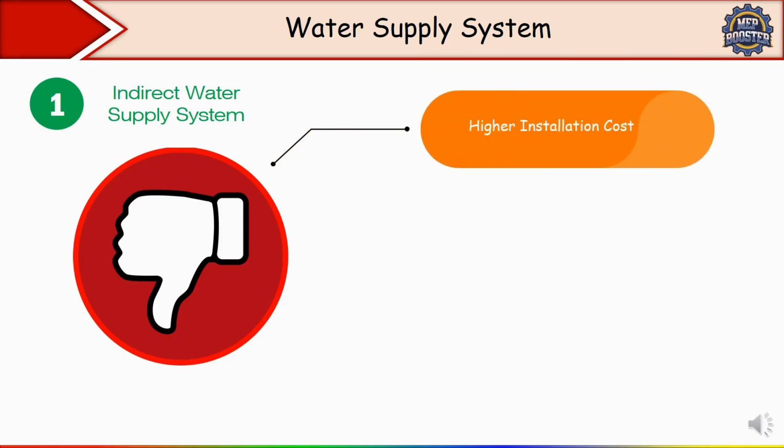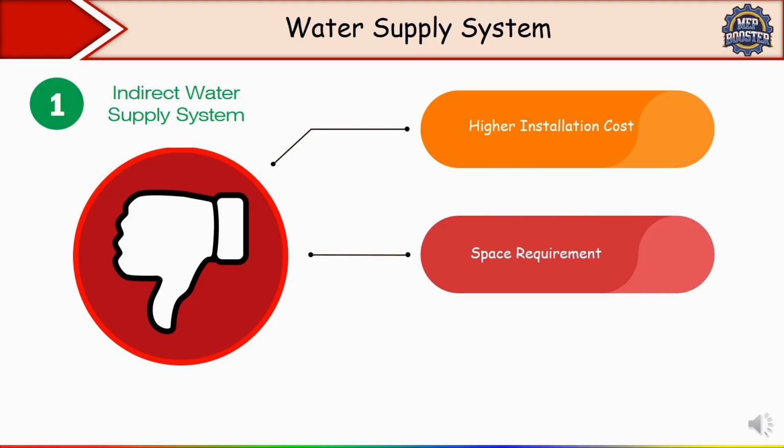Here a few disadvantages are also there. Like the first one is higher installation cost. It means, as you know, this system, the indirect water supply system, requires tanks, pumps and additional piping. Okay, that is why the installation cost is high as compared to other systems. And the second one is space requirement. As you know, overhead and underground tanks need dedicated space. Okay, so space requirement is another disadvantage.